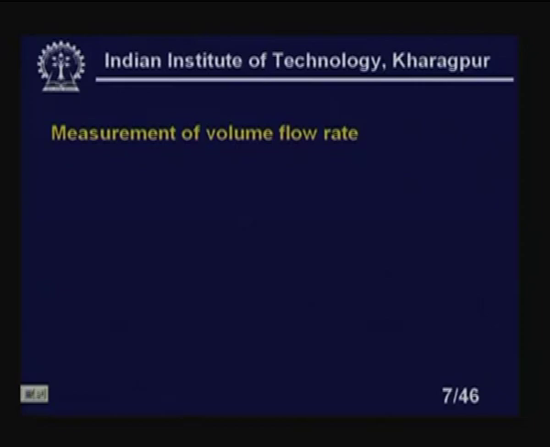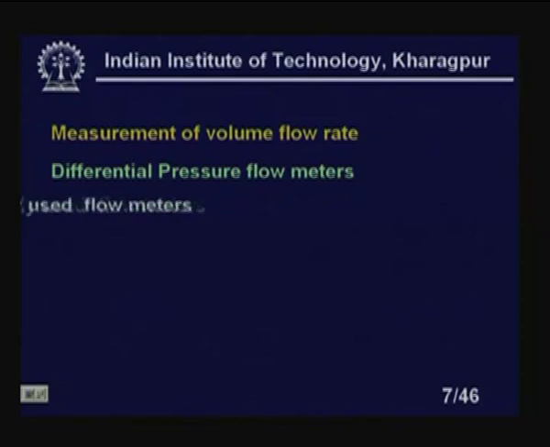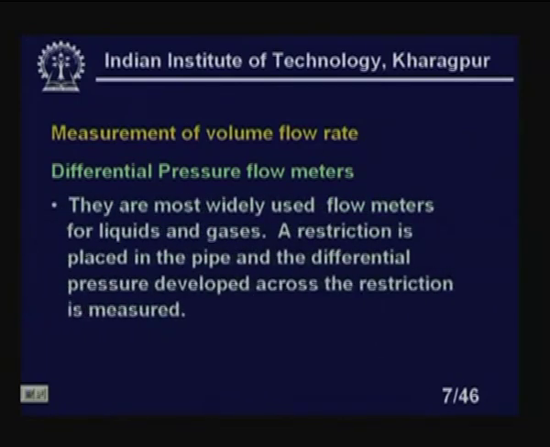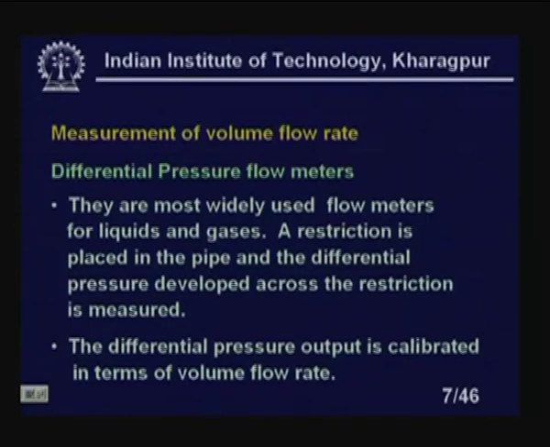Measurement of volume flow rate, you look at. Now, differential pressure flow meters come under these. They are the most widely used flow meters for liquids and gases. A restriction or constriction is placed in the pipe, and the differential pressure developed across the restriction is measured. As simple as that. It is a very simple principle, just applying Bernoulli's equation you can find the flow rate, and the differential pressure output is calibrated in terms of volume flow rate. Then we convert it into current and so on, which will be taken care of later.